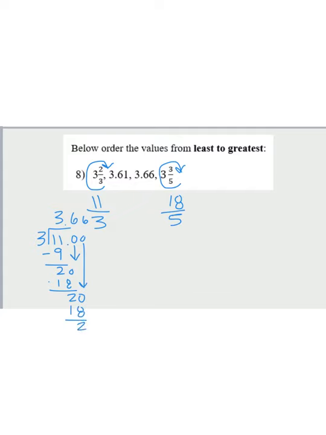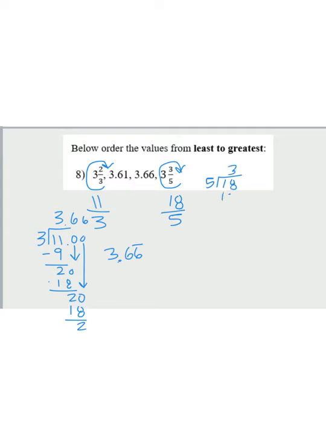So we're going to go ahead and stop there because 11 over 3 is really 3.66, repeating forever. So we're going to stop. Now let's divide 5 into 18. How many times does 5 go into 18? 5 goes into 18 3 times.